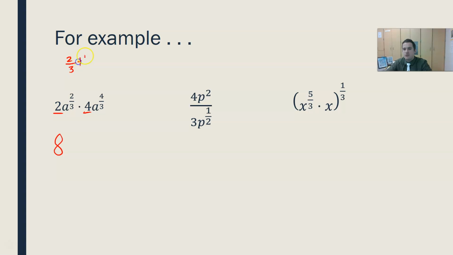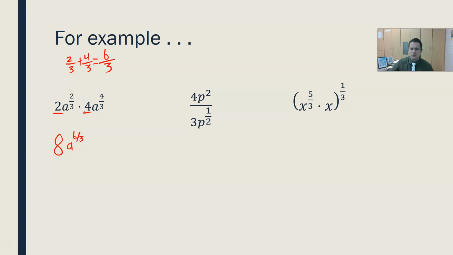So I'm going to take 2/3 plus 4/3. Well, what is 2/3 plus 4/3? They already have a common denominator, so I'm going to add the tops and leave the bottoms the same. So 6/3. So 8a to the 6/3.